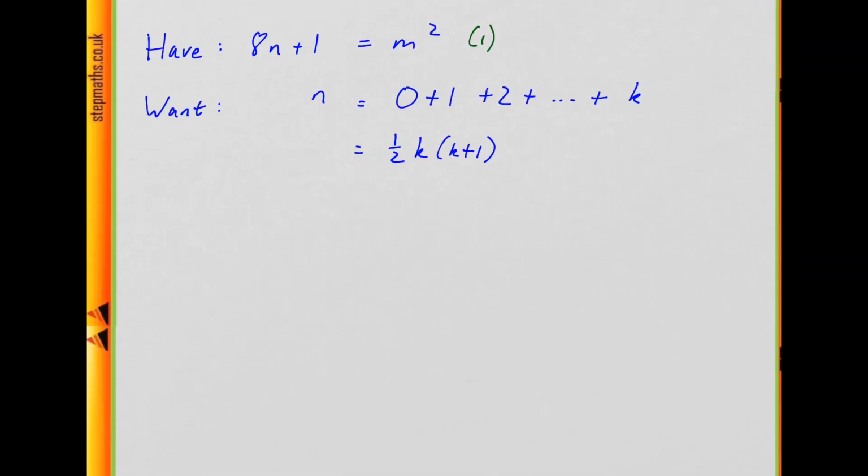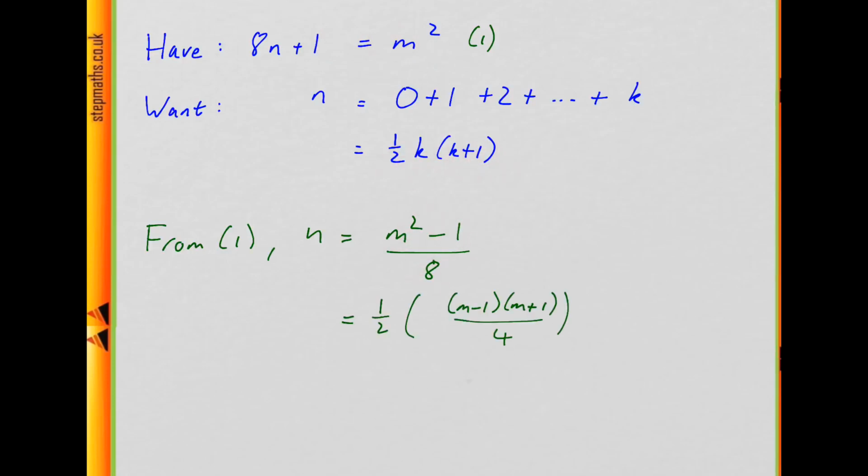So it looks like what we want to do is to rearrange for n here, because then we'll have n equals, and we want to show it's of this form. So starting from 1, we get n is equal to, we just take away 1, divide by 8, m squared minus 1 over 8. And I want to get it to look like this. So first, I'll take out a half, and then I just have to worry about getting the rest in this form. And in general, it's easier to factorise, especially because I want two things multiplied together. So if I factorise this expression, at least I get two things multiplied together. They don't look like this yet, but we've got something to work with at least.